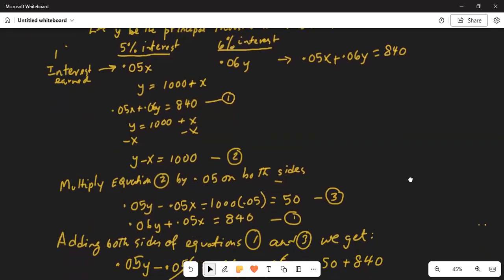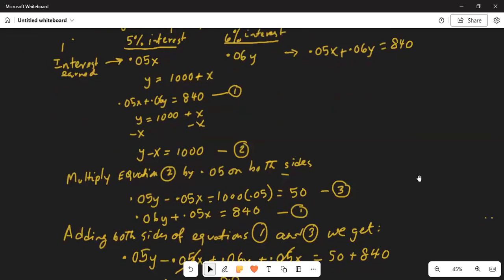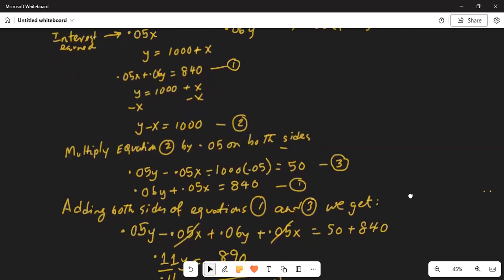Since we already have a negative coefficient of x, -1 for equation 2, we will multiply equation 2 by the same coefficient of x as in equation 1, which is 0.05. We're doing that multiplication for equation 2. So we have 0.05y minus 0.05x is 0.05 times 1000, which is 50. Hence, we have two equations, 0.06y plus 0.05x is equal to 840, and 0.05y minus 0.05x is 50. That's equation 3.